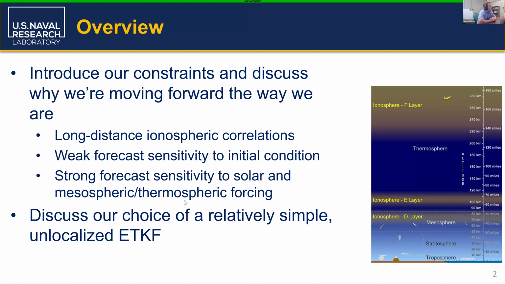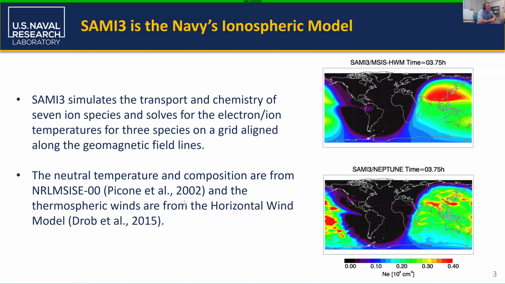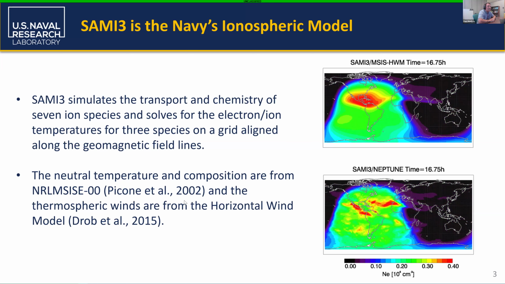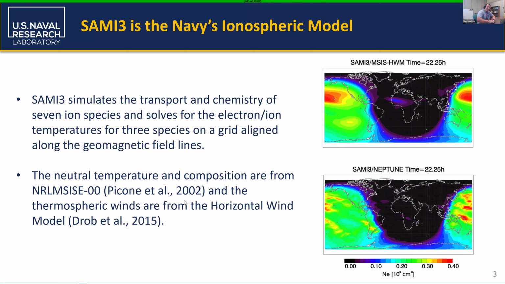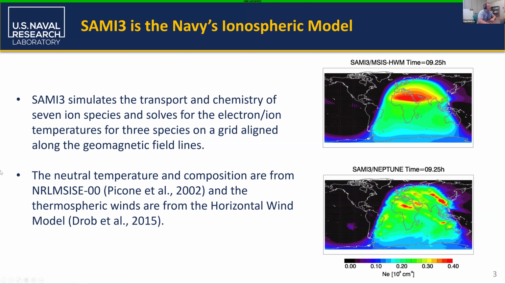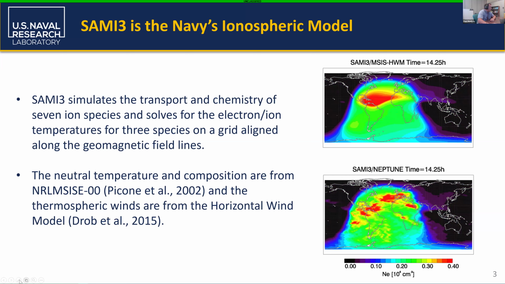And that's really what this talk is going to be about, the things that we saw that were most interesting to us when we moved from the troposphere to the ionosphere. So as I said, we're going to use this model called SAMI-3. SAMI-3 is the Navy's ionospheric model. SAMI-3 is a full physics Navier-Stokes solver. It simulates the transport and chemistry of 7 ion species.